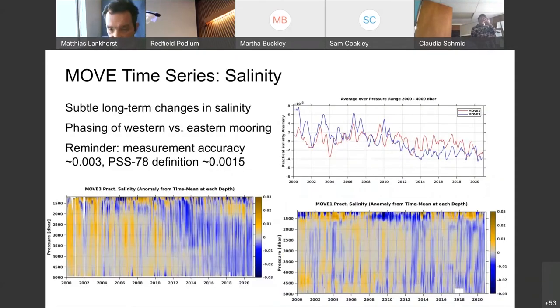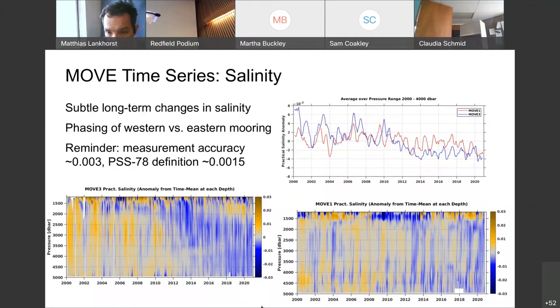Then I briefly want to venture into the realm of salinity calibrations. The bottom two panels show depth time plots of salinity anomaly at each mooring. The bottom left is the western mooring, bottom right the eastern mooring. If you look at this long enough, the first parts of the western mooring are dominated by orangish colors, and you see more blue in the second half of the record. So there are long-term salinity changes that we're seeing, but if you look at the color scale, you see that they're very small.